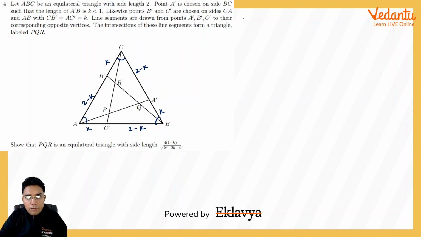Now if you consider this triangle A dash B, and then triangle B dash C, and triangle C dash A, I think they all are congruent to each other. Why am I saying congruent? Because they have two sides, K and 2, K and 2, and K and 2, and the angle included between them is 60. So from the side-angle-side criterion, they are congruent.